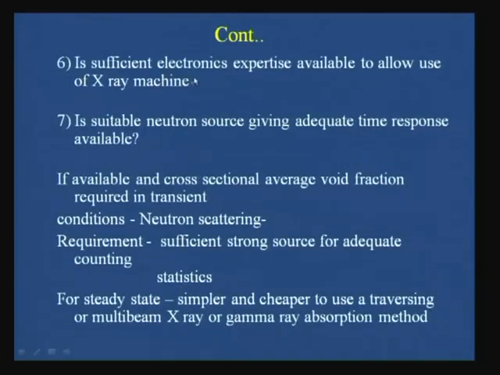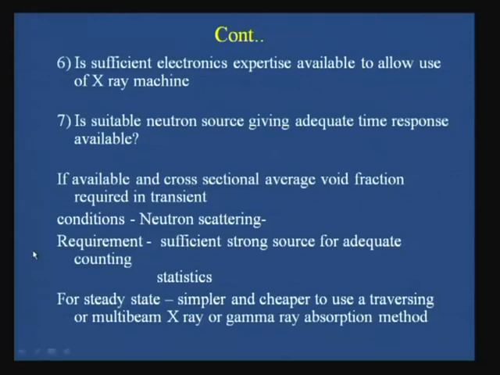Next, if sufficient electronics expertise is available, because X-ray machines everybody cannot use. Just now, I and you, we cannot use the X-ray machines. So, if sufficient electronics is not available, then X-ray machines cannot be used, otherwise X-ray machines can be used. Same thing applies for neutron scattering techniques also. If a suitable neutron source is available, which is quite an expensive affair, and if adequate time response is available, then in that case we can use this neutron scattering.